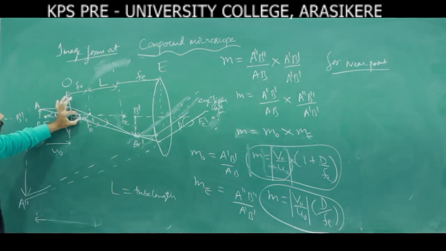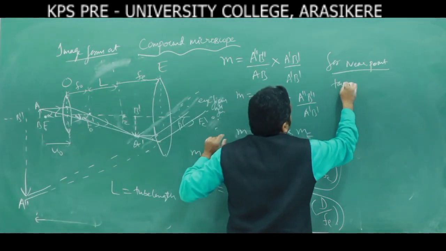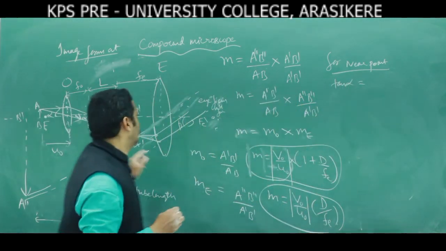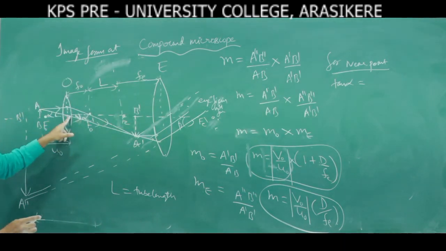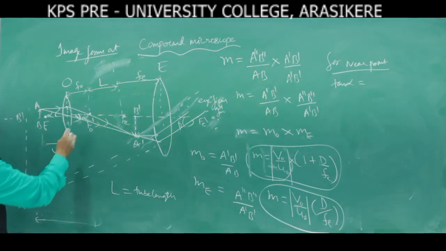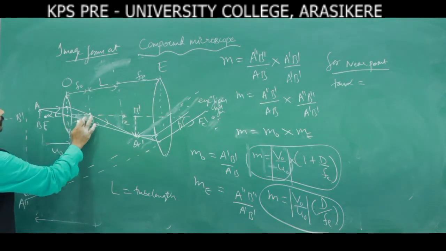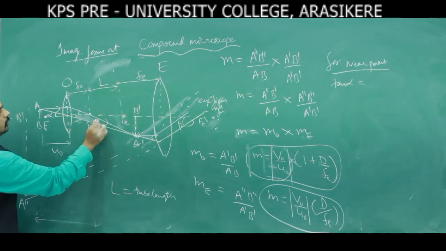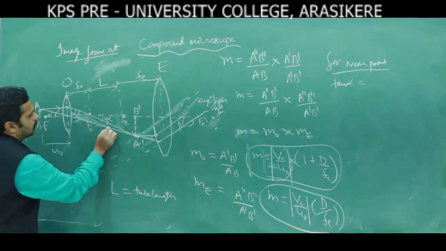Now this angle is alpha. Apply tan alpha here. I am taking two triangles. Look at here, this is one triangle, this is one triangle. Now this angle is alpha. Now apply tan. Now what is tan alpha? Suppose this angle is alpha, this angle is alpha.